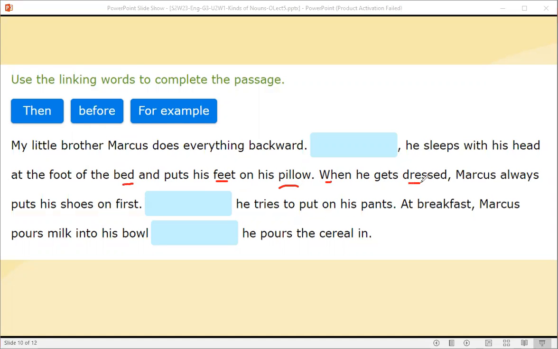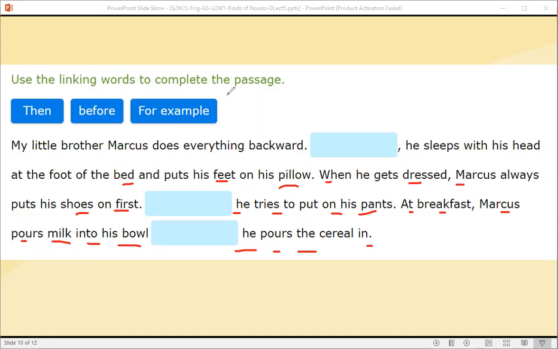When he gets dressed, Marcus always puts his shoes on first. He tries to put on his pants. At breakfast, Marcus pours milk into his bowl. He pours the cereal in.